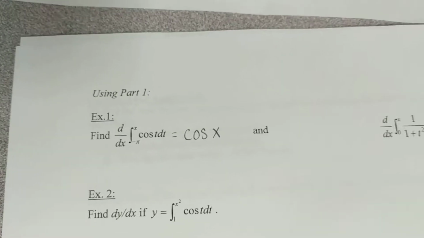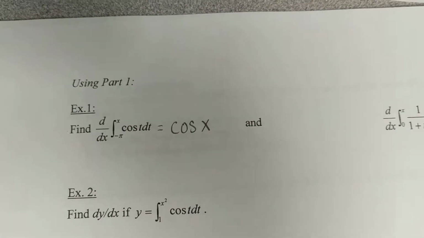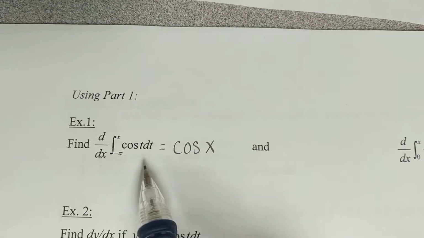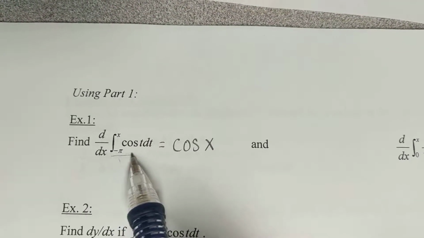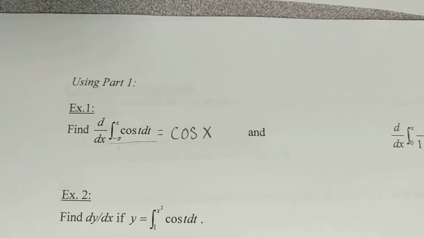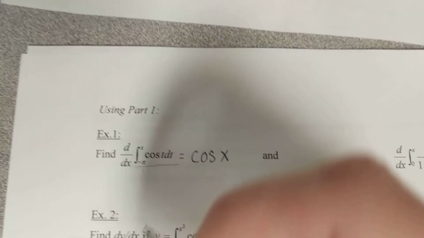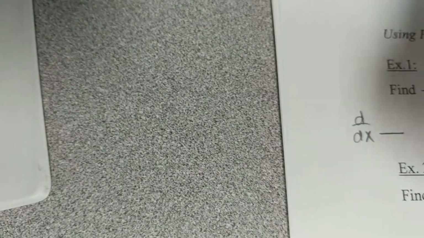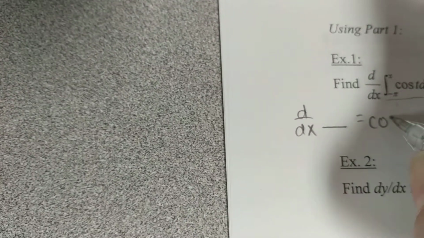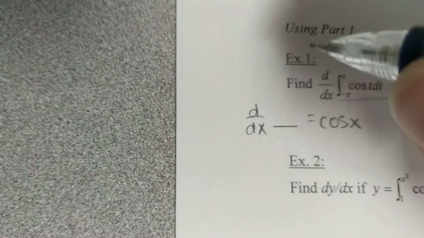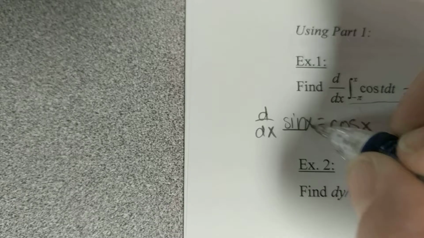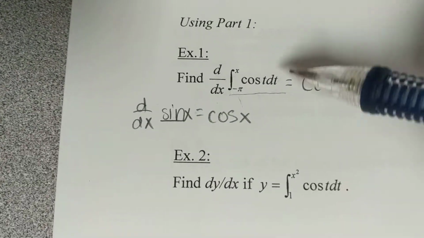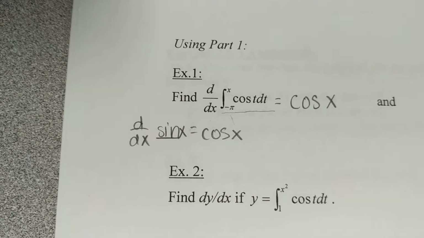Now, I want to show you how this actually works. When we do the derivative of an integral, let's start with just looking at this integral, the antiderivative of cosine. We've done that problem before. The derivative of what is equal to cosine of x? Well, we know that that's sine of x. The derivative of sine is cosine. So the antiderivative of cosine is sine.